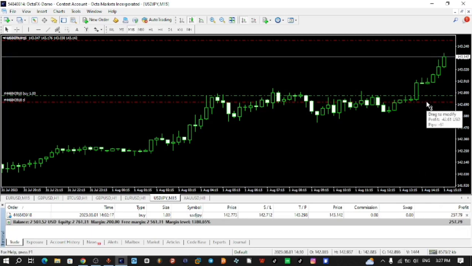I'll bring this stop loss to break even there, so I will not worry about this one. Okay, I am confident it will hit this TP, take profit.